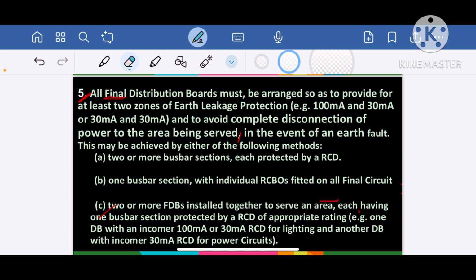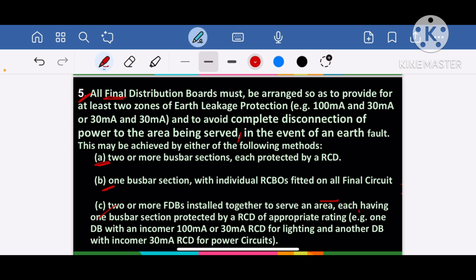Second point is saying that one bus bar section with individual RCBO fitted in the final distribution board. This is one kind of final distribution board where we have 2 sections, which should have 2 RCDs and 2 bus bars. Each RCD will control 1 bus bar section. So in the event of an earth fault condition, the served area will have partial blackout and partial will be live because the other RCD is functional.